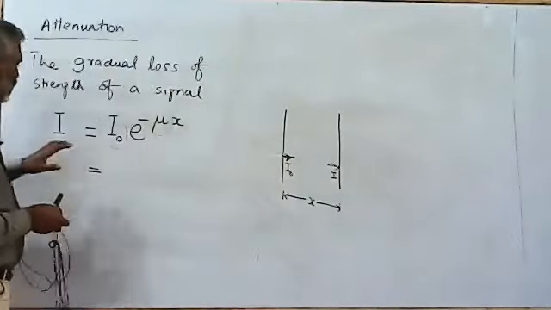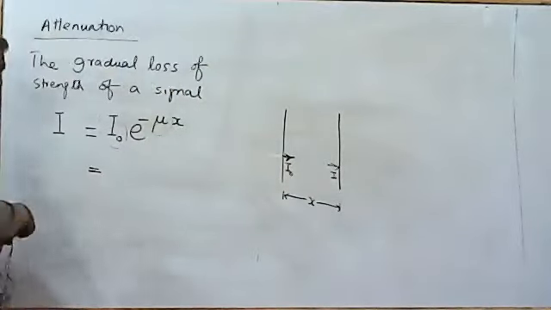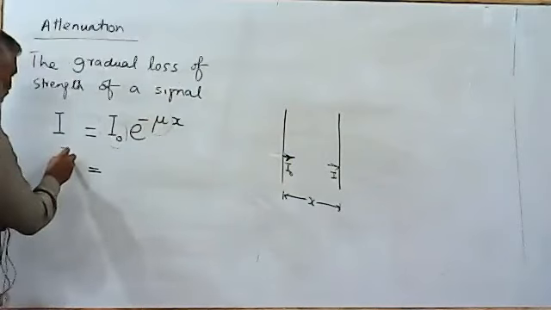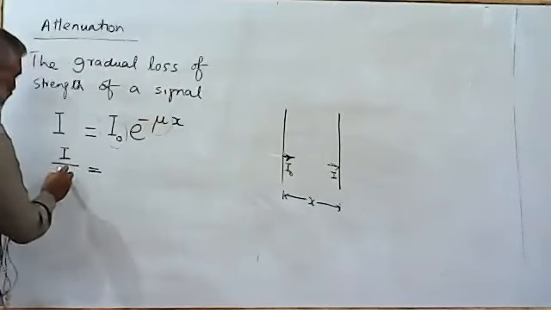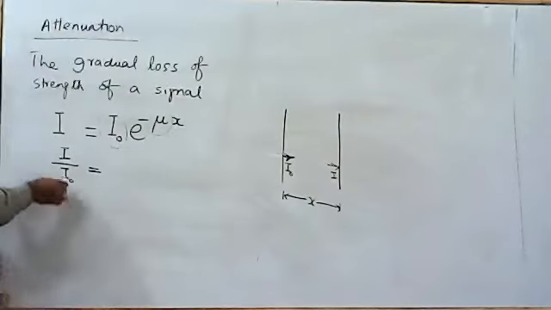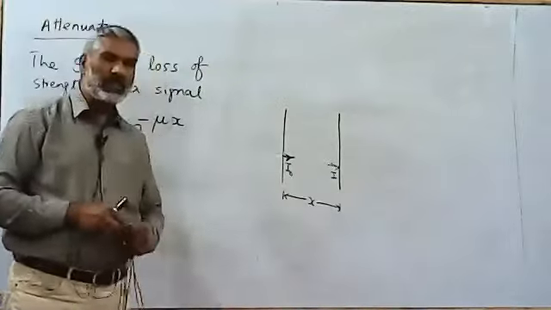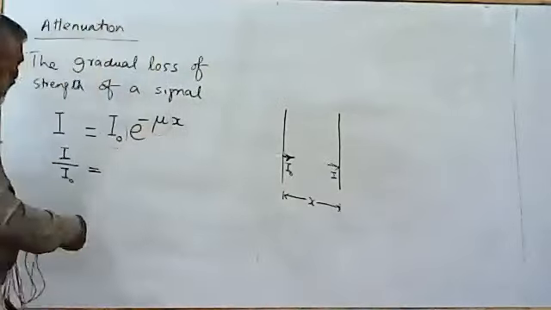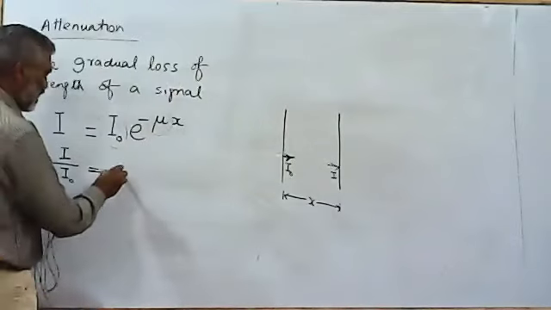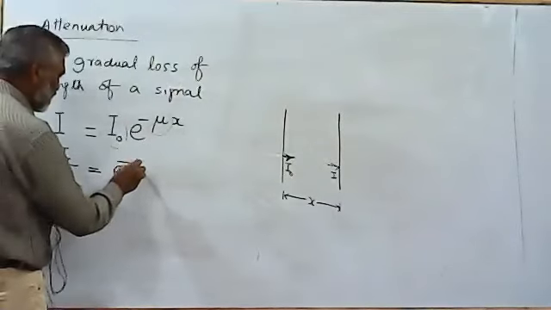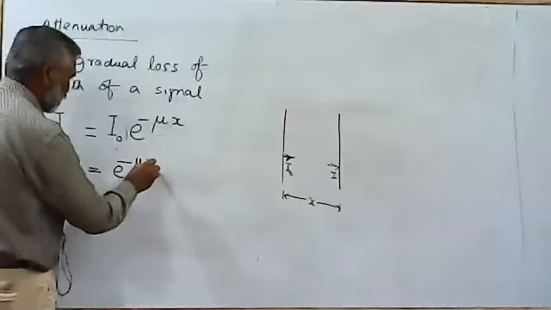So I want to calculate the value of I over I naught. This is usually what they ask, the fraction of intensity that remains when it reaches the other side. So I over I naught is simply e to the minus mu x.